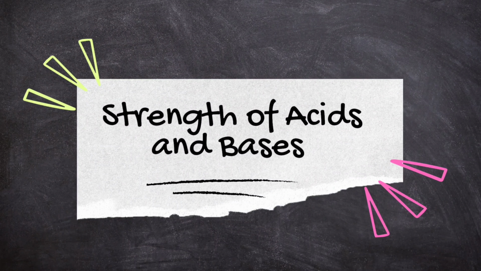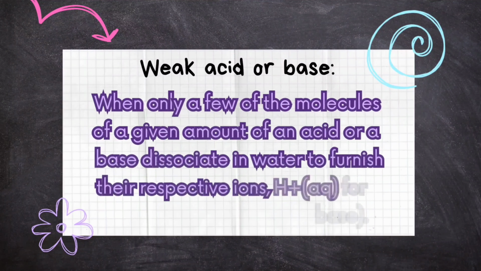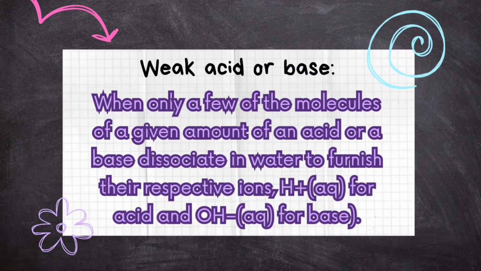Strength of acids and bases. Strong acid or base: when all molecules of a given amount of an acid or a base dissociate completely in water to furnish their respective ions, hydrogen ion for acid and hydroxide ion for base. Weak acid or base: when only a few of the molecules of a given amount of an acid or a base dissociate in water to furnish their respective ions, hydrogen ion for acid and hydroxide ion for base.